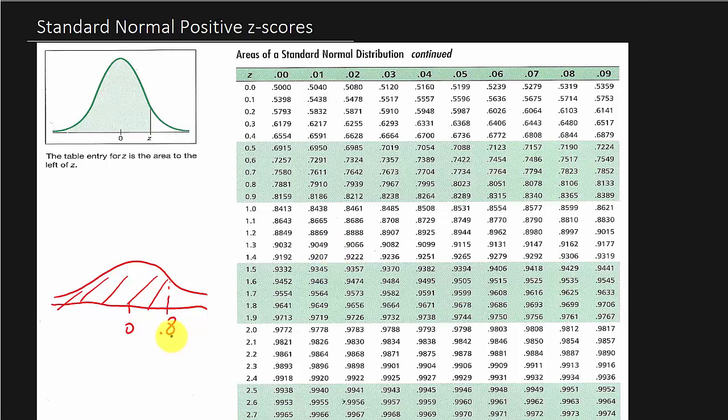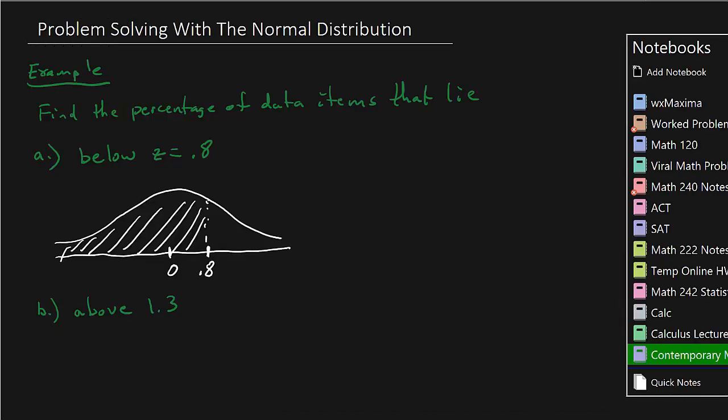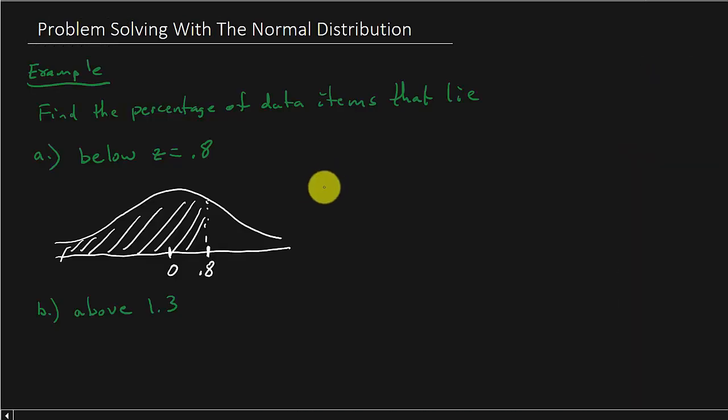But for this one, we've got to look up 0.8. When we look up 0.8, you can see here's the 0.8, and we need 0.80, right? That's understood to be a 0 there. So 0.8, and then the second decimal place is 0. It's where these two cross. And so that's our answer, 0.7881. And there's your answer.